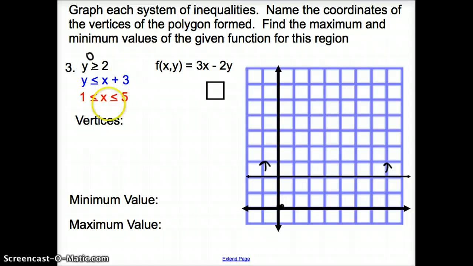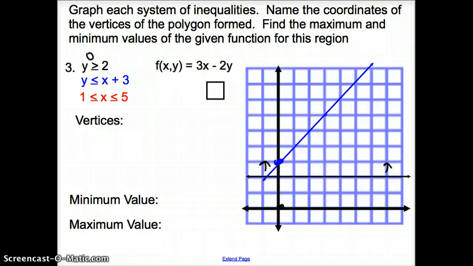Next, I'm going to do the blue equation. y is less than x plus 3. So I'm going to put a point, my y-intercept, at 3. I'm going to go up 1, over 1, put a point, up 1, over 1, put a point, up 1, over 1, put a point. I'm going to connect the dots with a blue line. Ooh, not the best blue line, but it'll work.